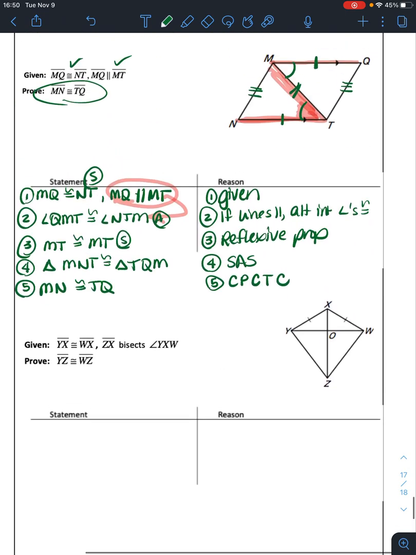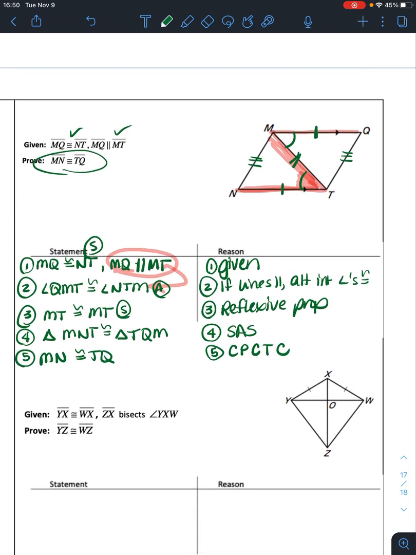Now, y'all, here's the beauty. Let me show you this because we don't have one that's going to do this, but I could, at this point, ask you to prove that MN is parallel to QT. It isn't, right? We don't know that at this point, but let me just show you how this would work. For MN to be parallel to QT, you would need to know that this angle NMT is congruent to this angle QTM.